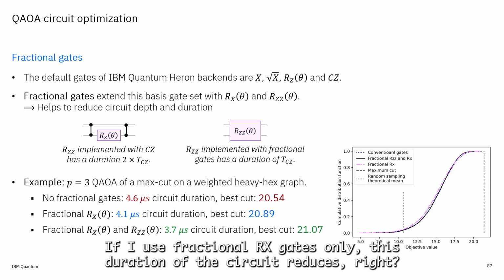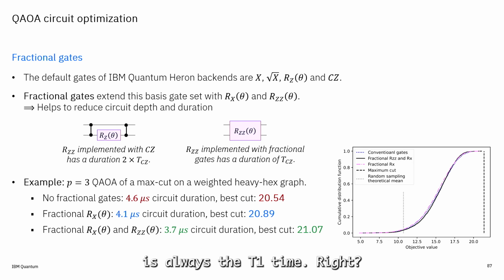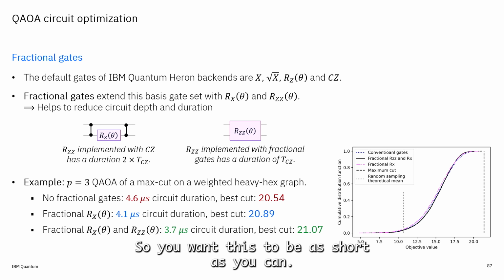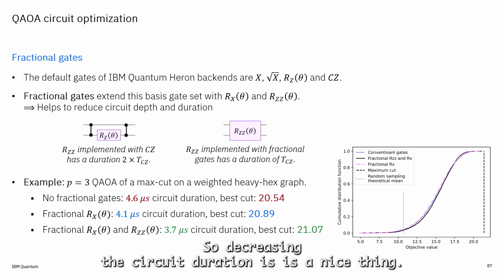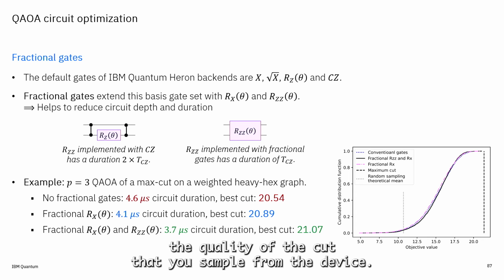If I use fractional RX gates only, this duration of the circuit reduces, right? So keep in mind that the metric that we are comparing to is always the T1 time, right? So you want this to be as short as you can. So decreasing the circuit duration is a nice thing. And you can also see that this increases the quality of the cut that you sample from the device.